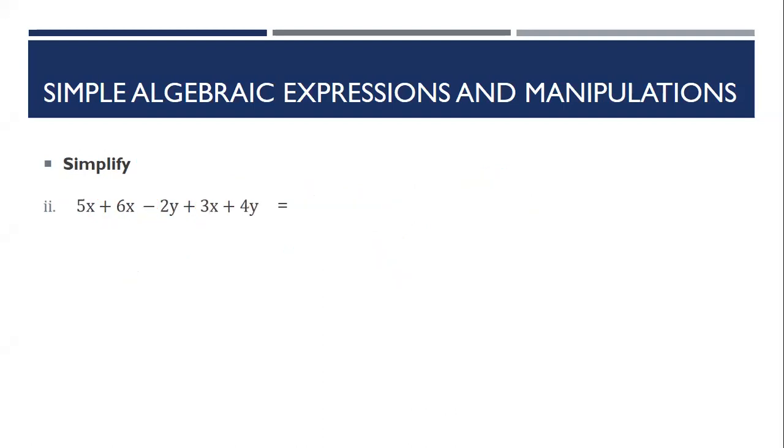Okay, so likewise this is the example 5x plus 6x minus 2y plus 3x plus 4y. So tell me, you guys, after simplifying, what is the answer we are getting?